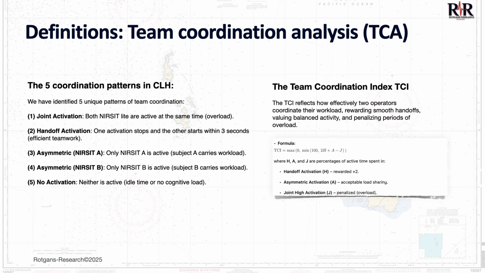Definitions: Team Coordination Analysis, TCA. Before we can measure coordination, we need to clearly define what kinds of coordination patterns are even possible between 2 operators. Based on the brain activations we detect, there are 5 fundamental patterns. 1. Joint activation. Both operators are active at the same time. This often signals overload because both are carrying high cognitive load simultaneously.